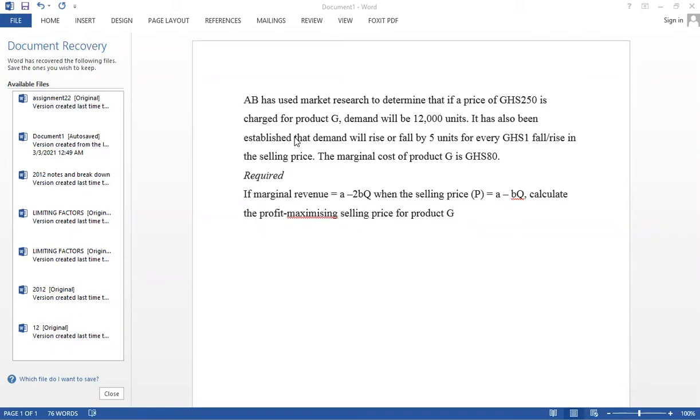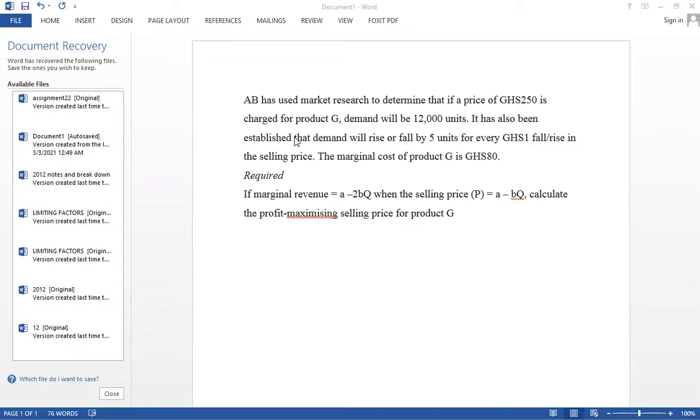AB has used market research to determine that if a price of 250 is charged for a product G, demand will be 12,000 units. It has also been established that demand will rise or fall by 5 units for every 1 cedi fall or rise in the selling price. Marginal cost of the product is 80 cedis.